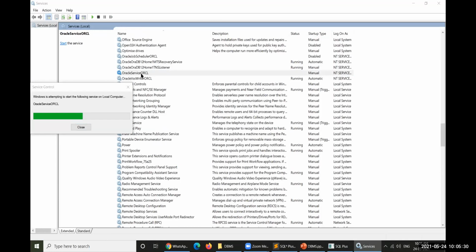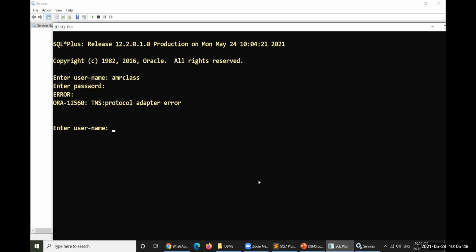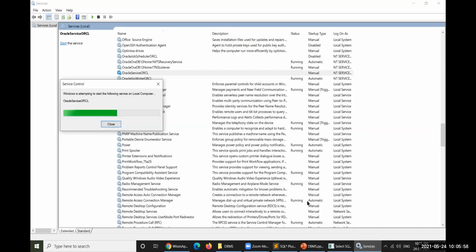Oracle service, Oracle Aura database one home TNS listener. These two services are very important before going to access or execute any query with SQL. If the services are not there, then you could get one error, the protocol adapter error. The protocol has not been started, so that is why the protocol adapter error occurs when those services are not in running mode.